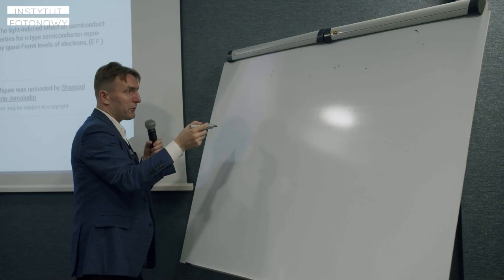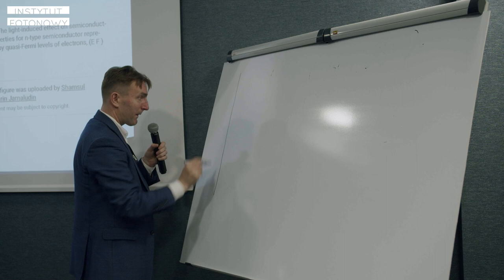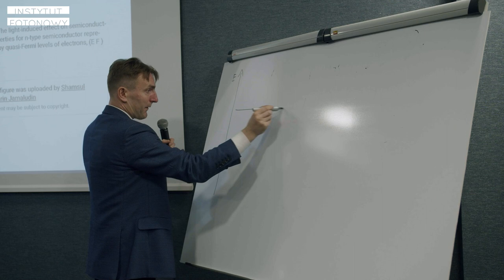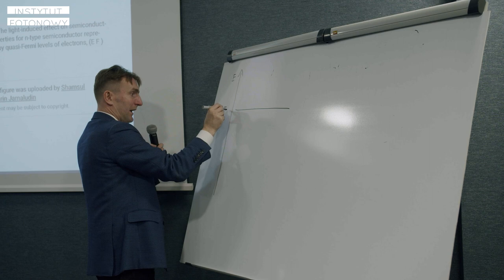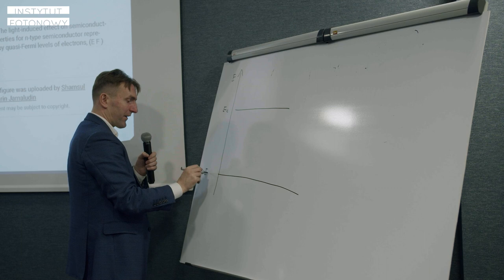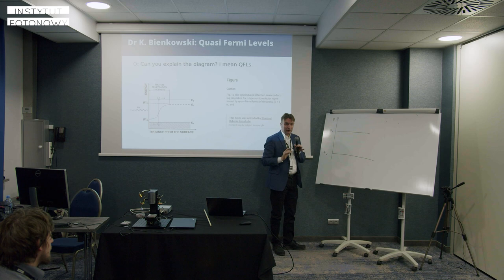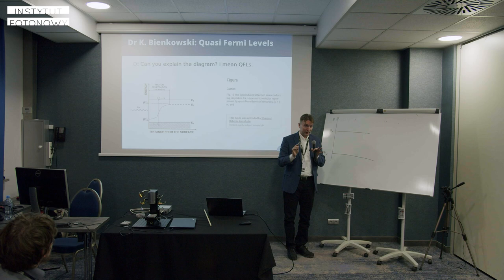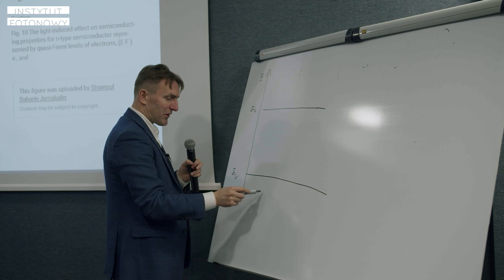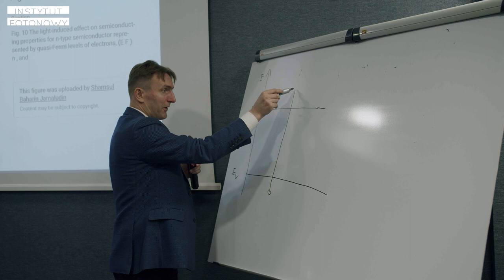Suppose you have your band diagram. So this is energy, and this would be the lower state of the conduction band, and this is the upper edge of the valence band. And now the explanation that I'm aware of from the books is the following for quasi-Fermi level. Suppose that we do excitations from this position over here. So an electron is moved from that energy to that energy.